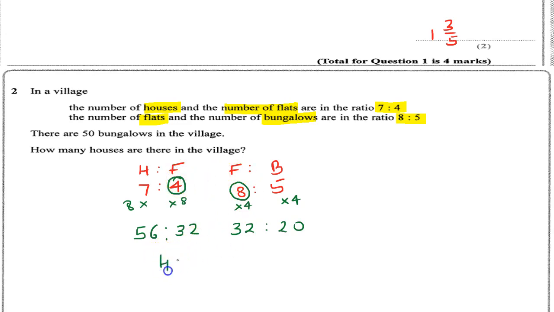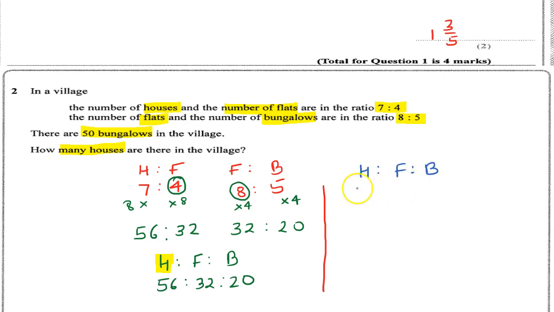So our ratio of house to flat to bungalow, we are going to write 56 is to 32 is to 20. Okay, now the question is saying there are 50 bungalows in the village, and how many houses? So this we need to calculate, how many houses are there. So let's simplify. We have the house, flat and bungalow ratio 56 is to 32 is to 20. If we divide by 2, then it will be 28, 16, and 10. Now bungalow is given as 50.